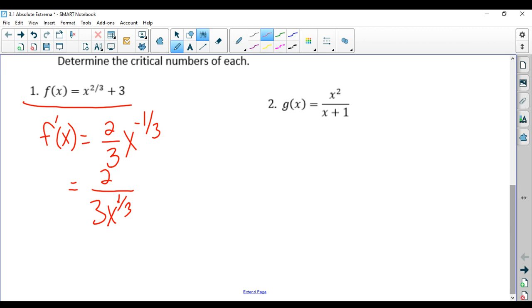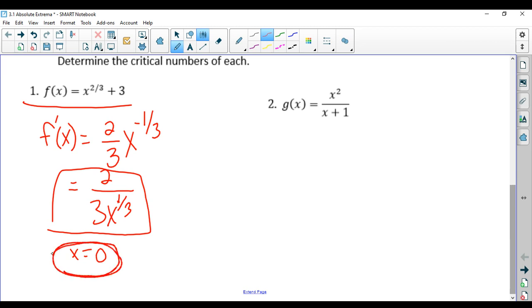So this derivative is not 0 anywhere, but it is undefined at x equals 0 on the bottom. So the last thing you want to do is make sure that this is defined in the original function, which it is, because that would just make the original function 3. So this means that's a critical number, because again, it made the first derivative undefined and yet also the original function defined.